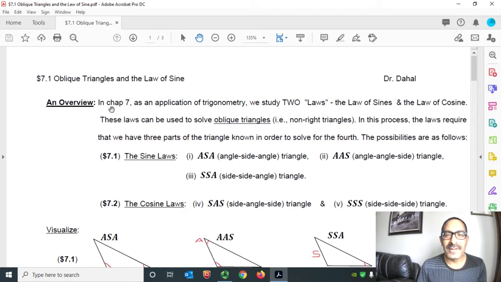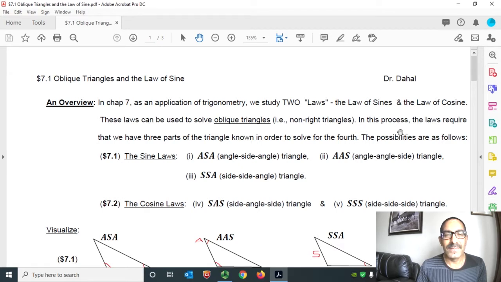In chapter 7, as an application of trigonometry, we study two laws, the law of sines and the law of cosine. These laws can be used to solve oblique triangles. Oblique triangles are non-right triangles. So we solve right triangles using trigonometric functions, and to solve non-right triangles we use the law of sine and law of cosine.